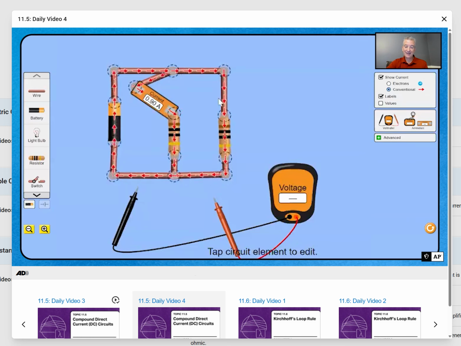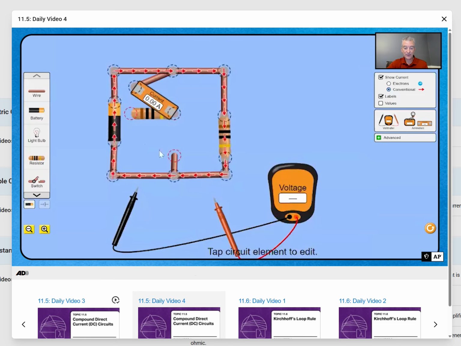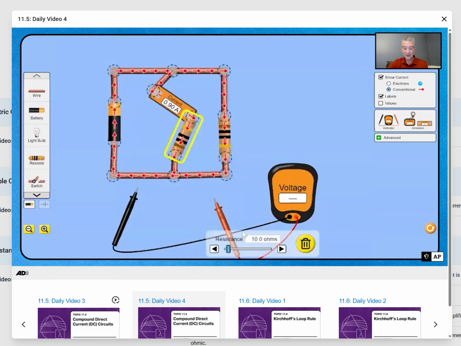Why is it 0.9 amps down each branch? Well, the reason it's 0.9 amps down each branch is because the resistance of each resistor happens to be the same. If I change the resistor, say for example, I take this one out and I put another one in its place, and I change the value of its resistance, notice that the current will actually increase or decrease as I change the resistance of that resistor.